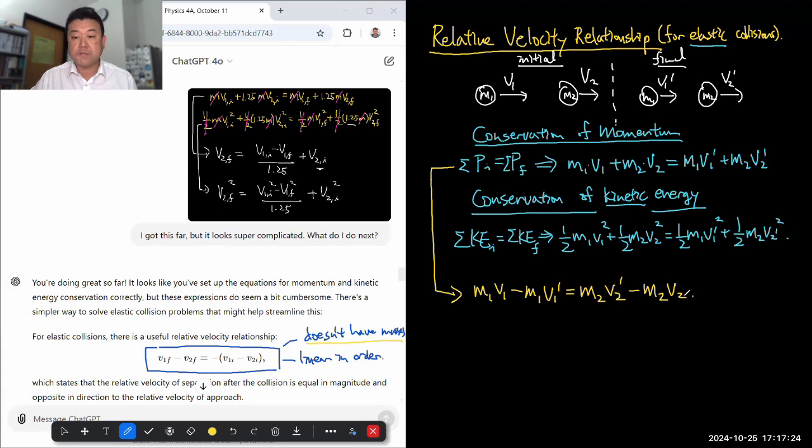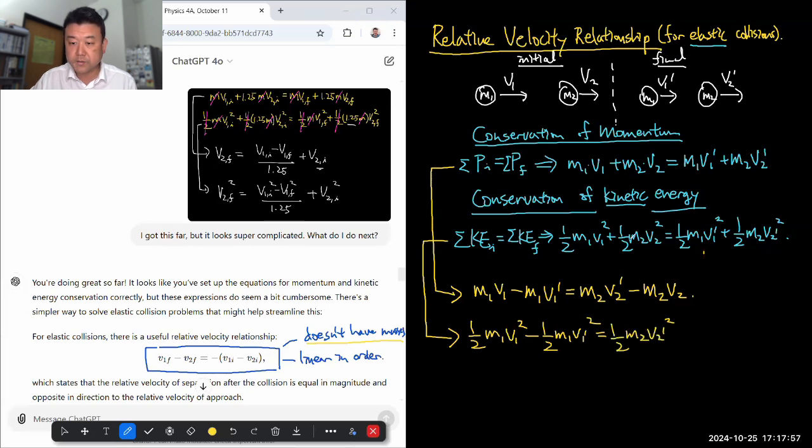All right. And let me do the same thing with the kinetic energy expression. I'm going to collect all the m1 terms on the left-hand side, all the m2 terms on the right-hand side. So 1/2 m1 v1 squared minus 1/2 m1 v1 prime squared, having moved that over. And on the right-hand side, I have 1/2 m2 v2 prime squared, and from having moved this over, minus 1/2 m2 v2 squared.